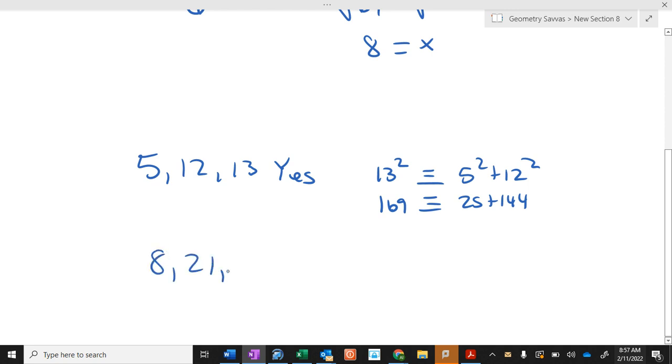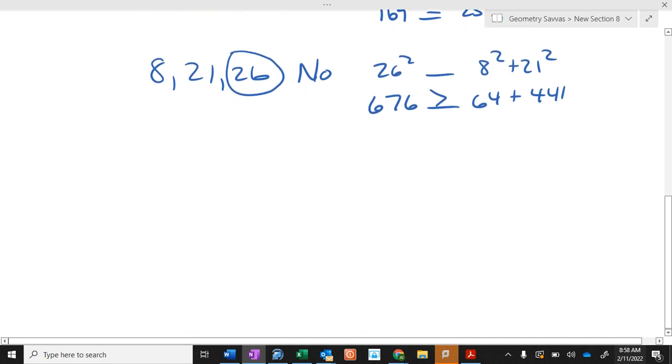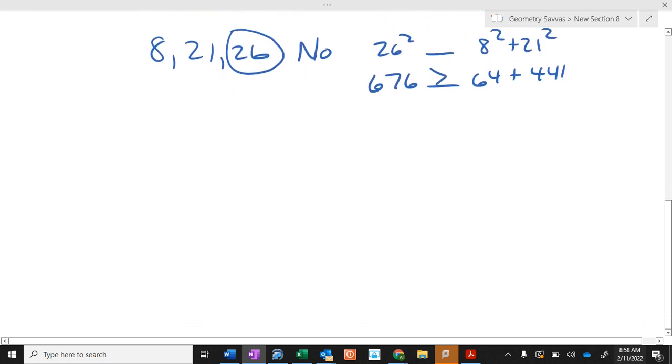8, 21, 26. Is 26 squared equal to 8 squared plus 21 squared? What's 26 squared? I don't know. 676 compared to 64 plus 441. Are they equal? No. This is bigger, so it's a no. So it's a yes or no answer. Remember, your biggest side is always your hypotenuse, which is always C. Okay? All right.